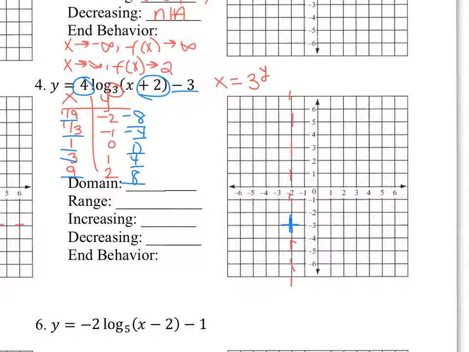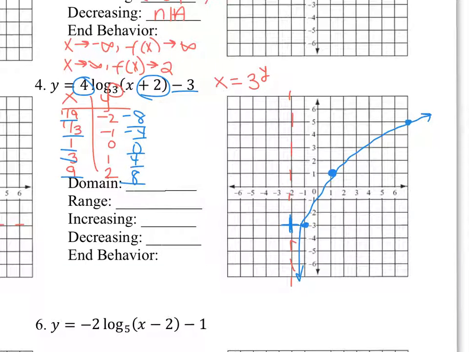So I'm going to go left 1, up 0. Left 1. How about right 1, up 0? Now I'm going to go right 3. So 1, 2, 3, up 4. And now I'm going to go right 9, up 8. And I have my logarithmic function.